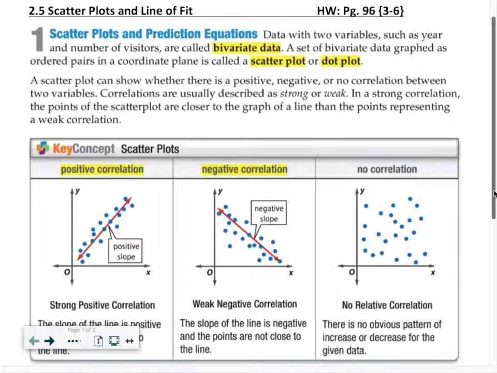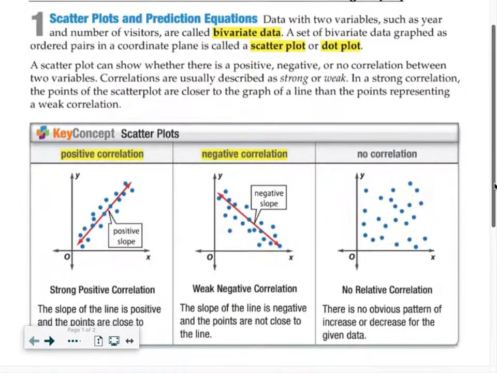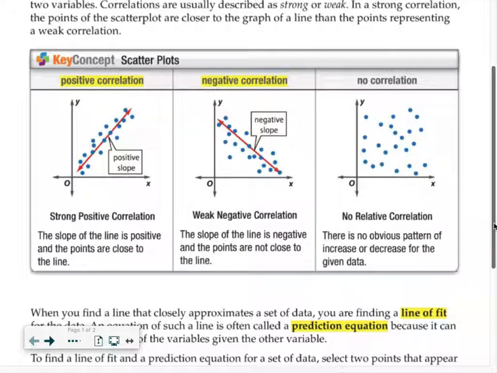Okay. A scatter plot can show whether there is a positive, negative, or no correlation between two variables. Okay, correlations are usually described as strong or weak. In a strong correlation, the points of the scatter plot are closer to the graph of a line than the points representing a weak correlation. So let's talk a little more about correlation and the types of correlation.